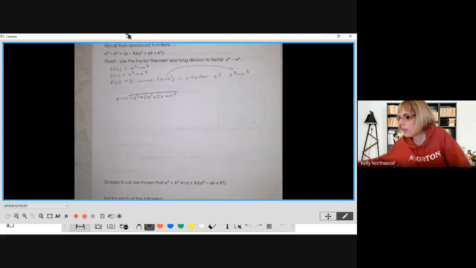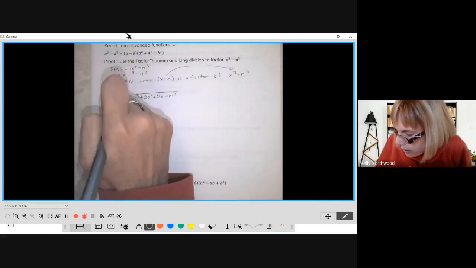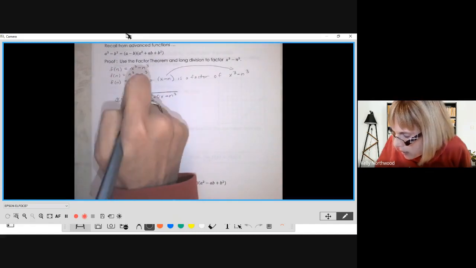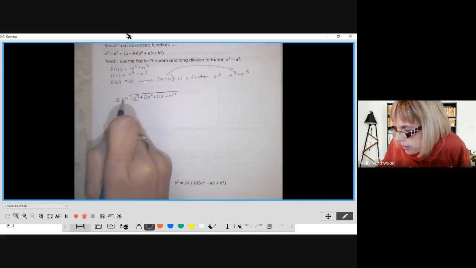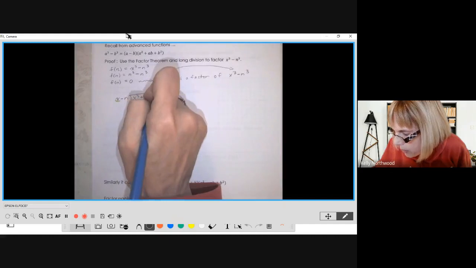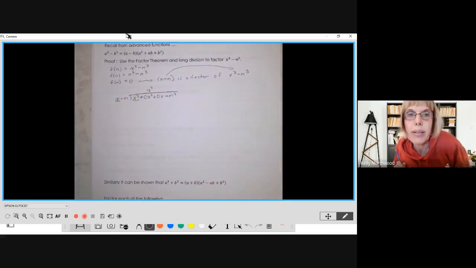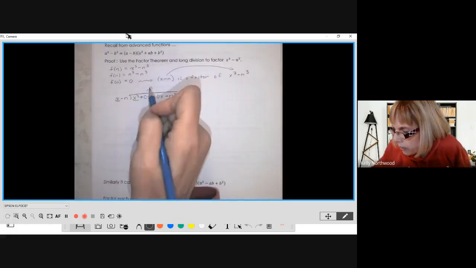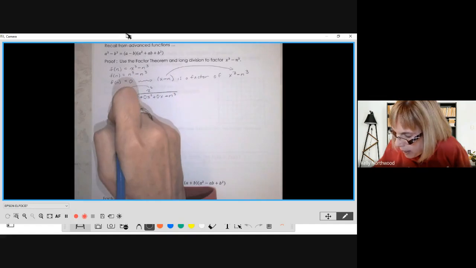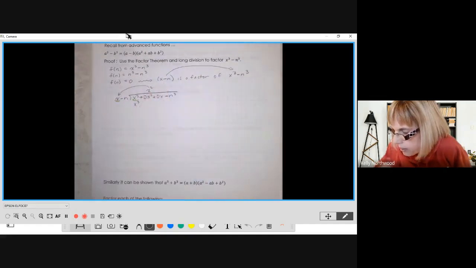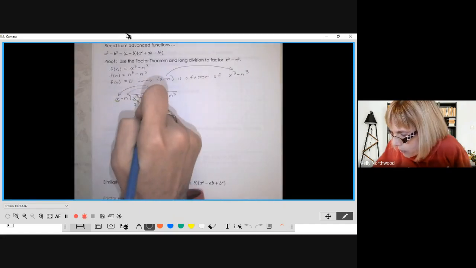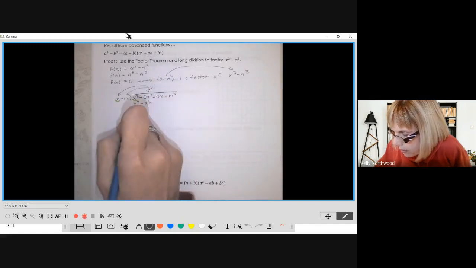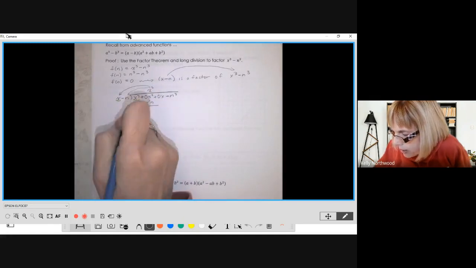Then if you remember how long division works, you're going to say, what do I multiply x by to get x cubed? And that would be x squared. x times x squared is x cubed. And I'm putting the x squared above the 0x squared term there in my long division. Then you're going to multiply x squared by x, which gives you the x cubed, and then multiply it by negative n. That's going to give you minus x squared n. And then you're going to subtract.